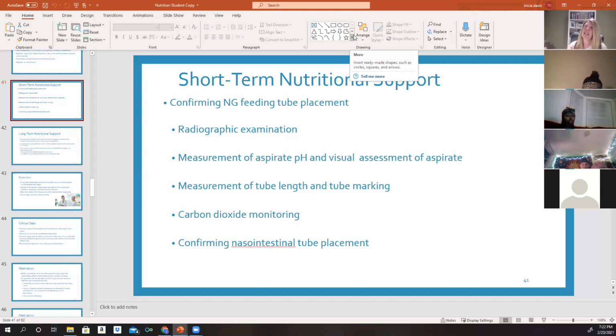We're going to teach you in clinical or in the lab that you will do a radiographic examination, but then you're also going to do a measurement of the pH. And then you're going to do a visual assessment of the aspiration that you pull back. We're going to teach you that you would pull back from the NG tube, or from the tube, and squirt it into a little container. We'll go into all this weekend. It'll make more sense. And then you're going to measure the pH.